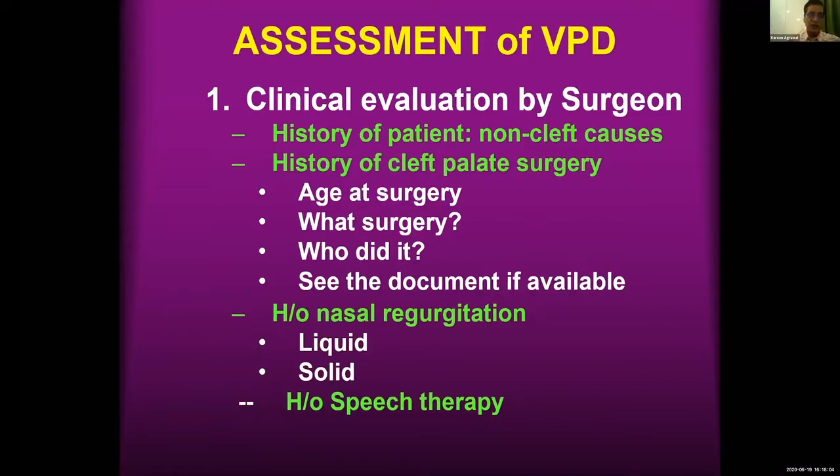Another important part which I tend to ask about is nasal regurgitation. Is it there or not? If it is there, is it only the liquid or the solid, and the quantity of the regurgitation. This will tell about whether there is a fistula or not. If a fistula is there, what is the size of the fistula? If it is too small, then only the liquid will come out. If it is significantly large, then the solid will come out.